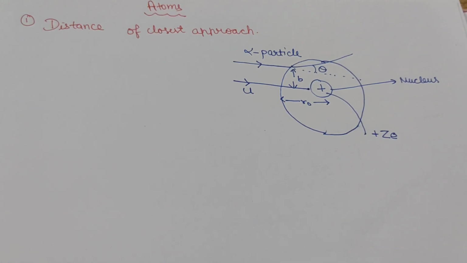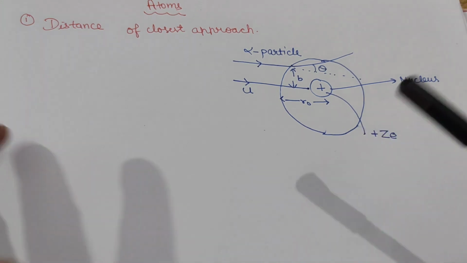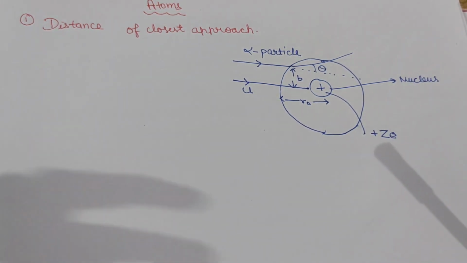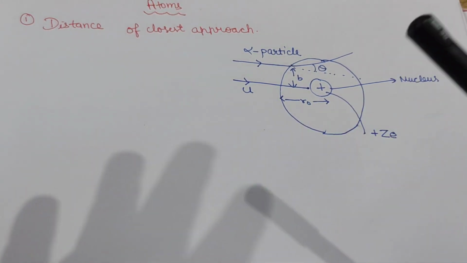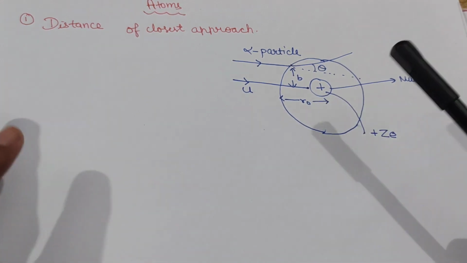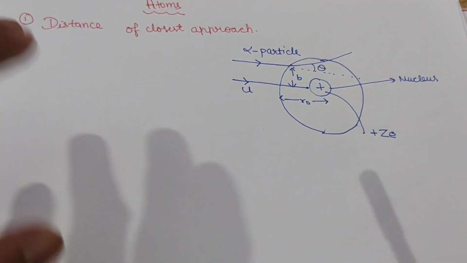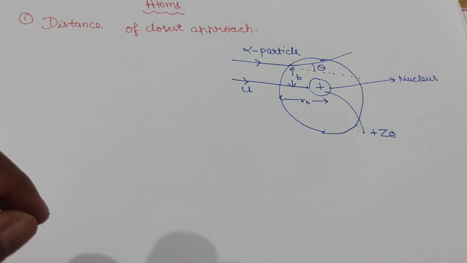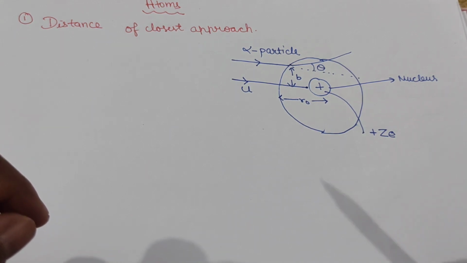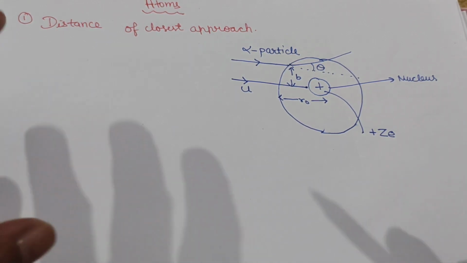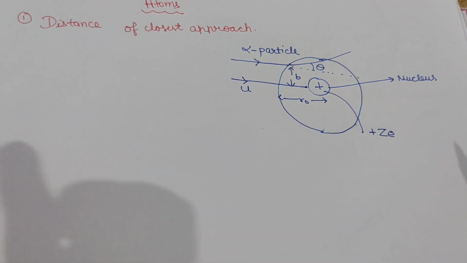Hello everyone. Today we'll find the distance of closest approach. So first of all, you should know what the distance of closest approach is. That is the minimum distance up to which an energetic alpha particle traveling directly towards a nucleus can move before coming to rest and then retracing its path is known as the distance of approach.